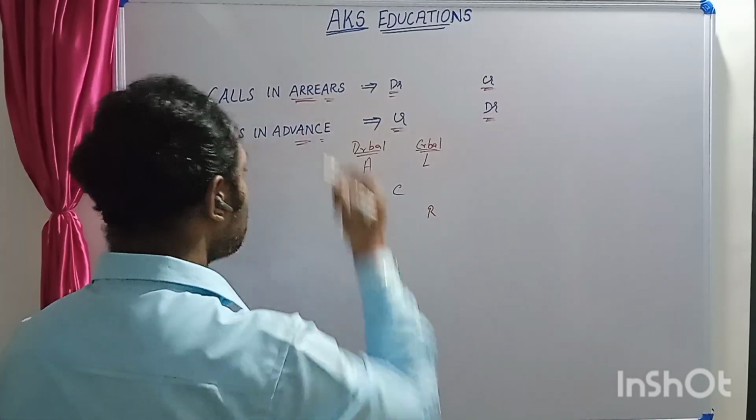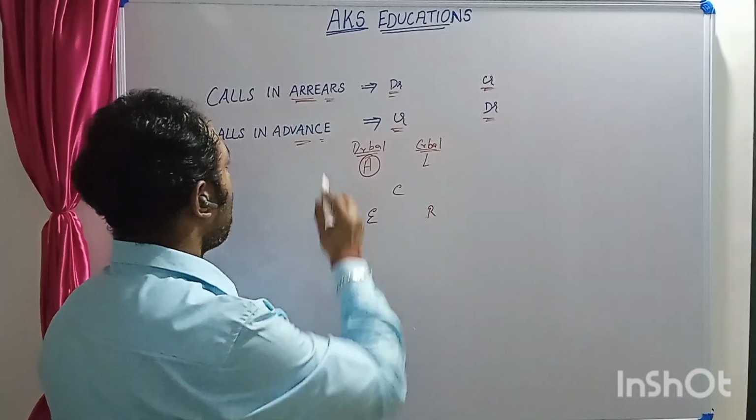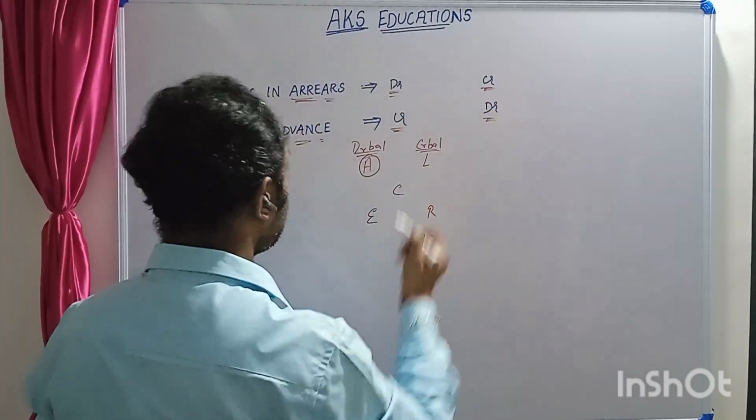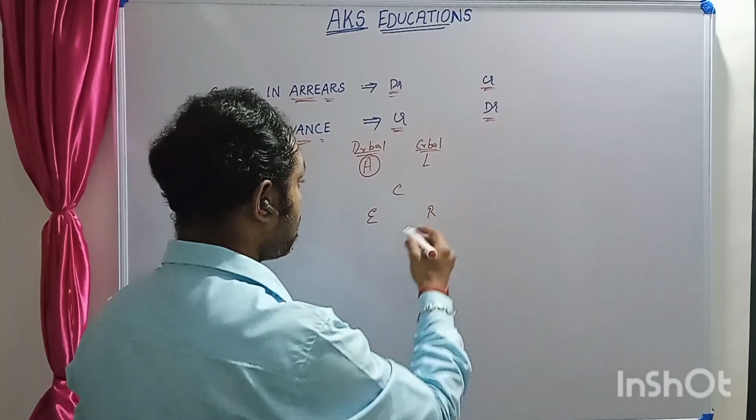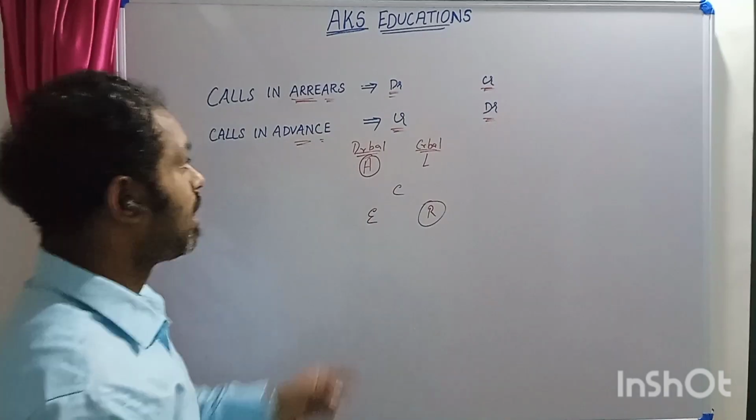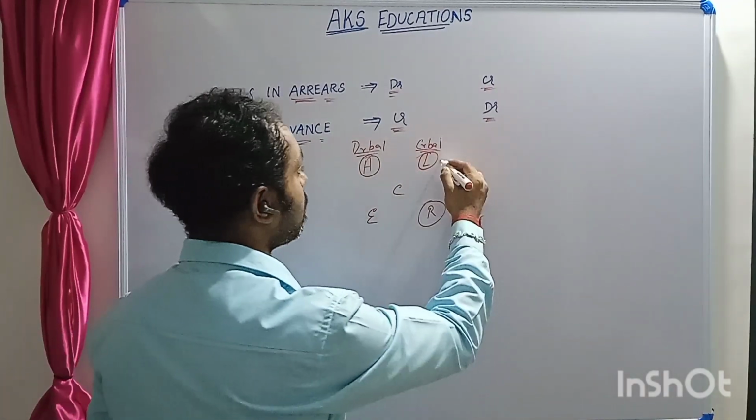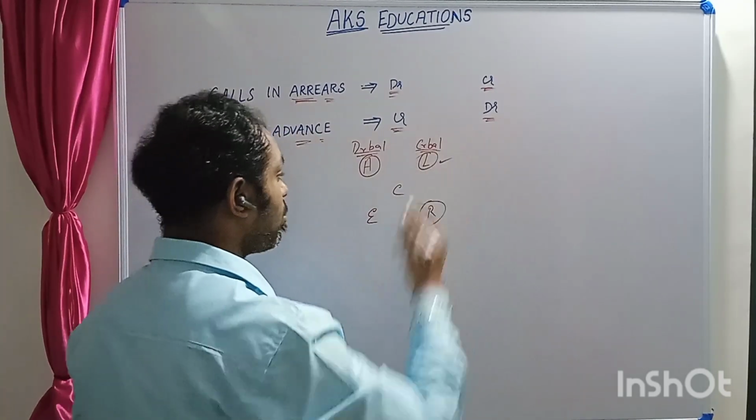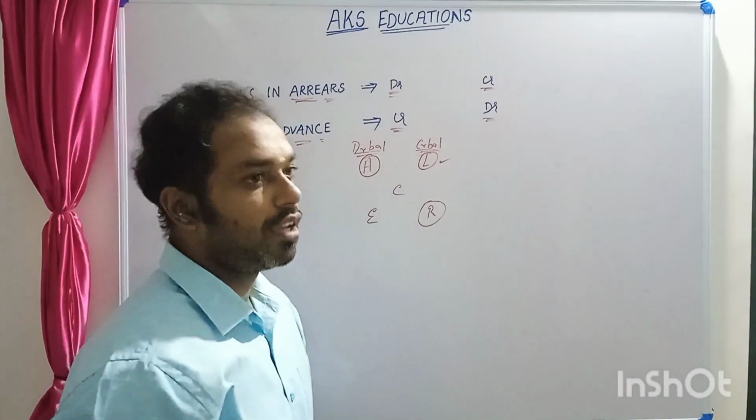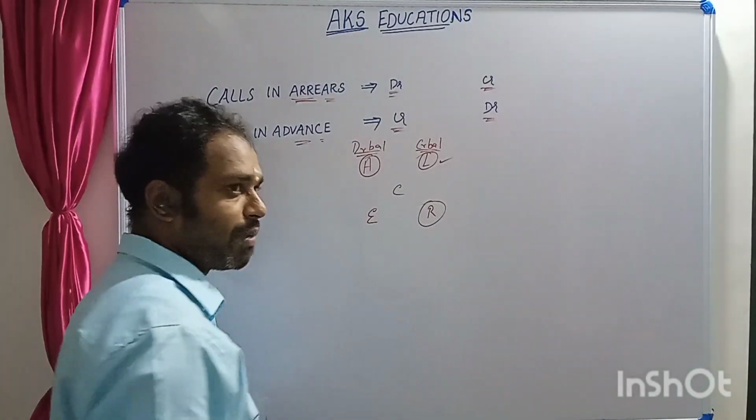So obviously calls in arrears is an asset for the company. Later when he's paying it, obviously the company receives it as a revenue. Calls in advance is a credit for the company. Credit in the sense it is a liability for the company. And later when he pays, obviously the company is paying it back, so it is an expense for the company.